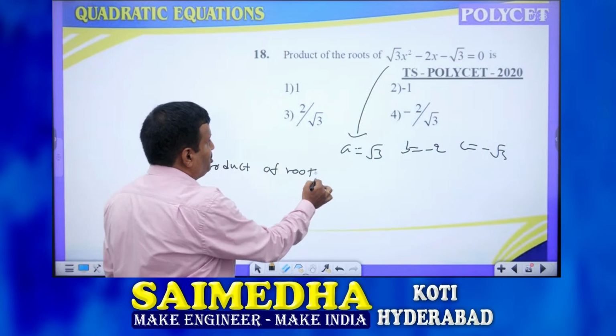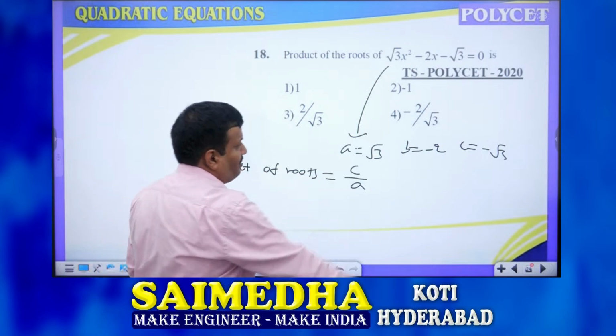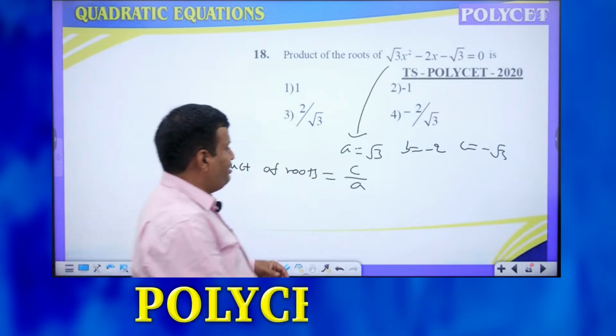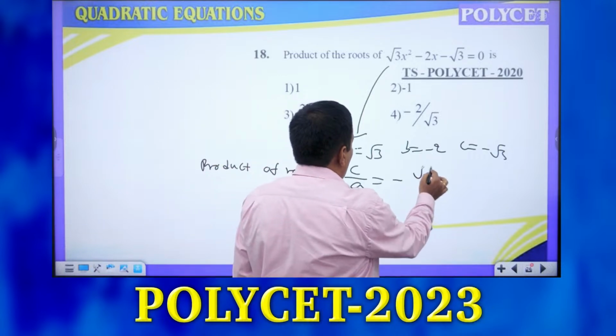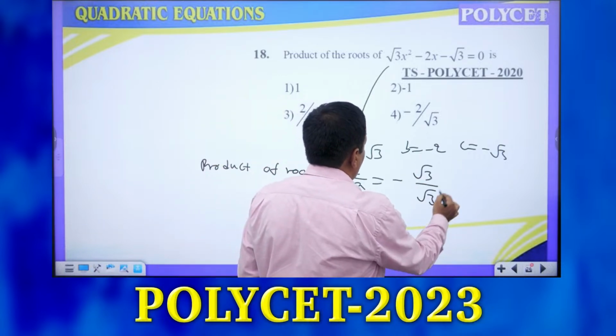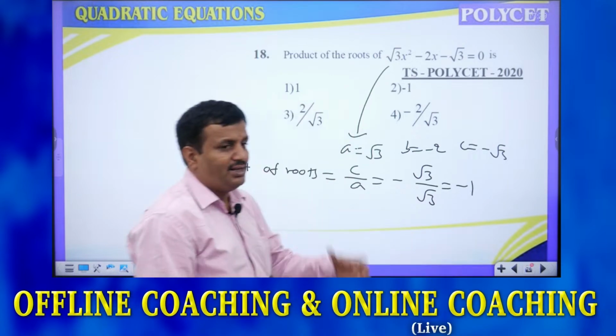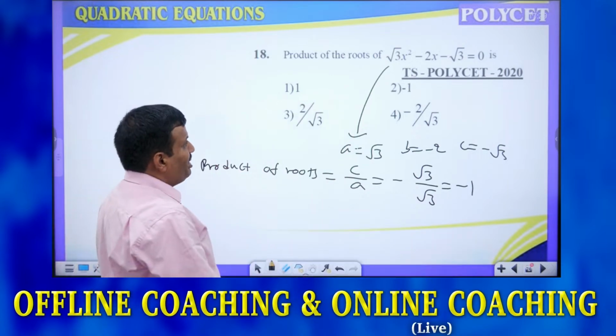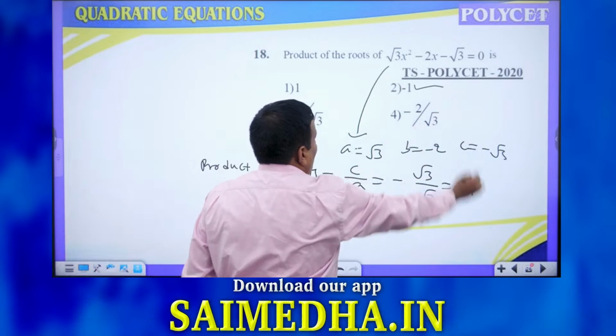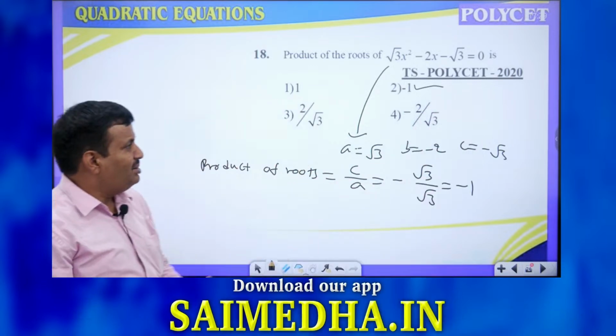Product of roots is equal to C by A. What is the product of the roots? C by A. That is minus root 3 by root 3. Minus 1 is the correct answer. Option 2 is the correct answer for this particular bit.